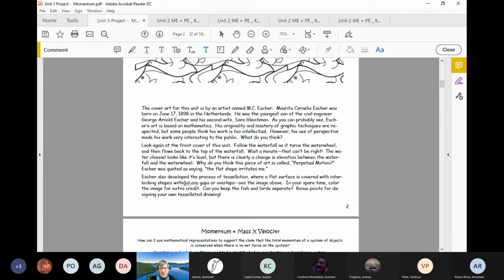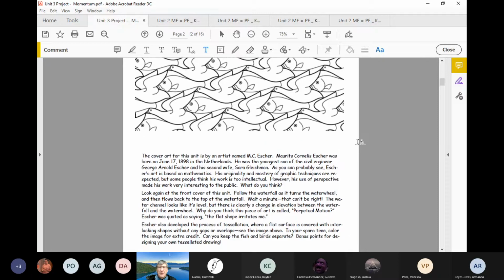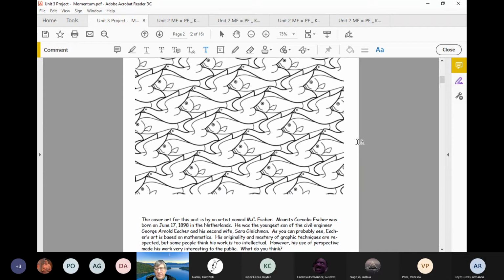Anyway, Escher also developed the process of tessellation, where a flat surface is covered with interlocking shapes without any gaps or overlaps, as shown in this image up here with the fish and the birds. In your spare time, color the image for extra credit. Can you keep the fish and birds separate? Bonus points for designing your own tessellated drawing. So if you want to follow up on that, you're welcome to. You don't have to.